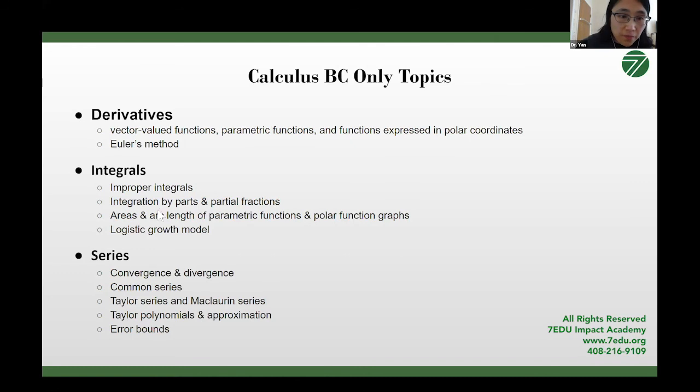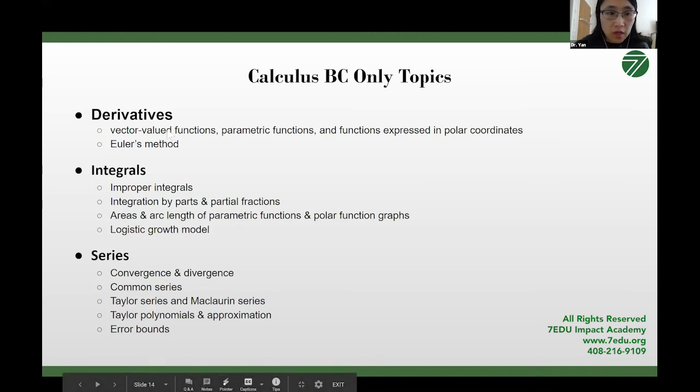For integrals, these are the additional topics for BC students: improper integrals, integration by parts, and partial fractions. You also need to know how to find areas and arc length of parametric and polar functions, and the logistic growth model. And of course, there's a bunch of other things. For students currently taking Calculus BC at school, you are probably somewhere either learning series now or learning vector-based and parametric functions.